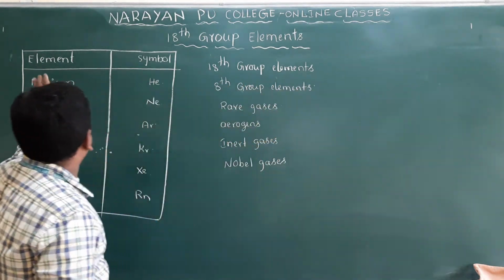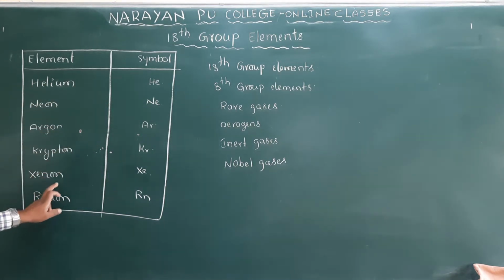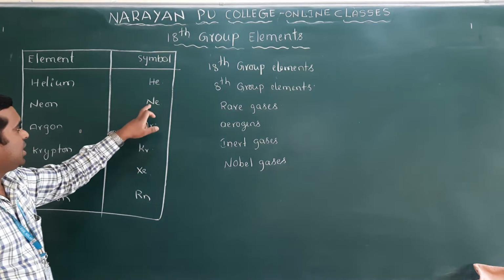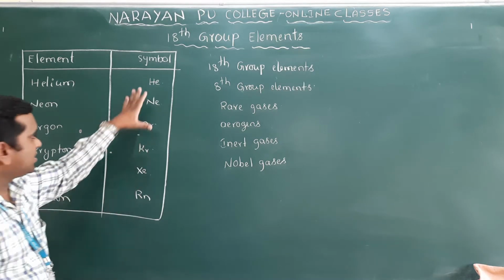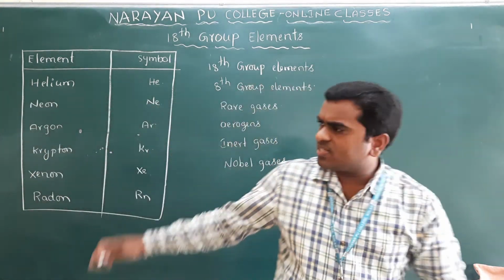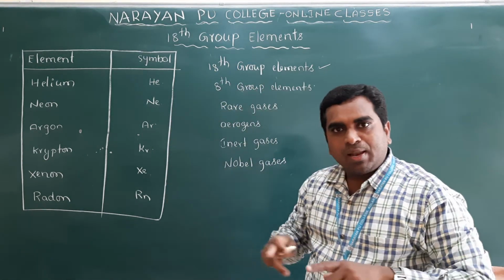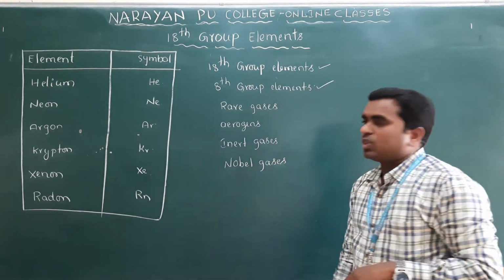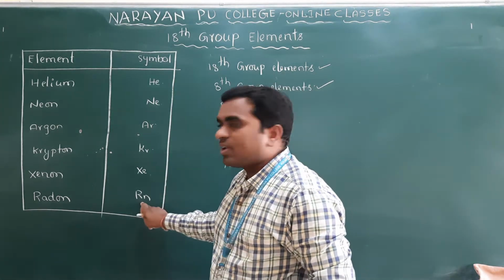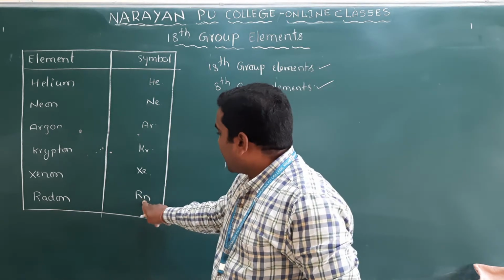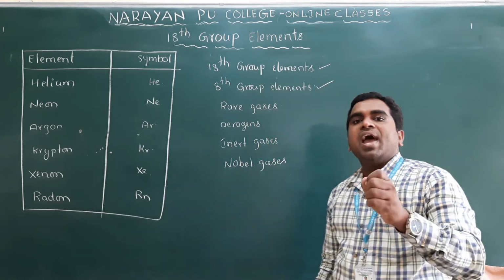Clear? So the elements are helium, neon, argon, krypton, xenon, and radon, with symbols He, Ne, Ar, Kr, Xe, and Rn. These are the symbols of the 8th group elements. These elements all belong to the 18th group, and if you don't consider the d-block elements, they can also be called 8th group elements. Clear? And these are all gases except radon. The remaining gases are present in small quantities in the atmosphere.